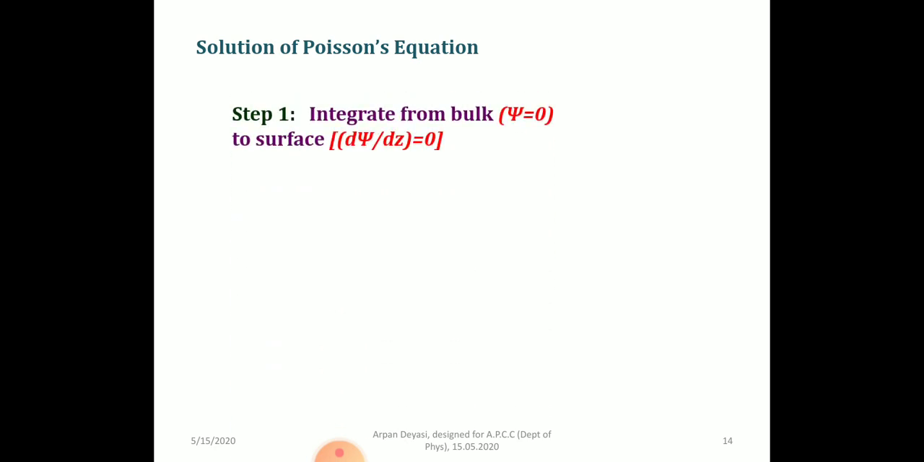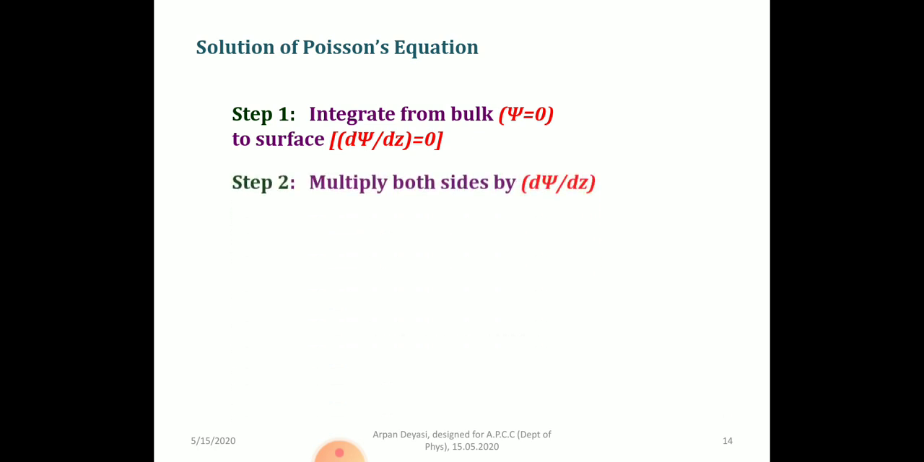The first boundary condition I will come to before going to that. Then our step will be that we have to integrate, because at the end of the day you want electric field and charge. That's a very simple manner. You have to integrate from bulk to surface naturally, because you are moving in that direction. So at bulk psi equals 0. At surface the value of d psi dz equals 0.